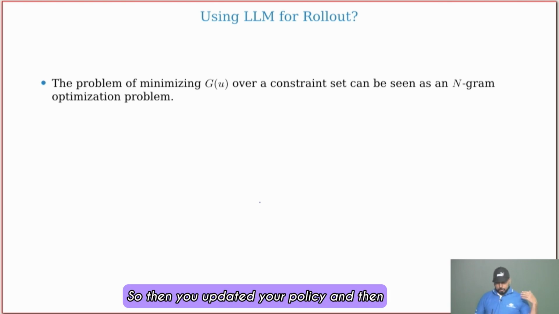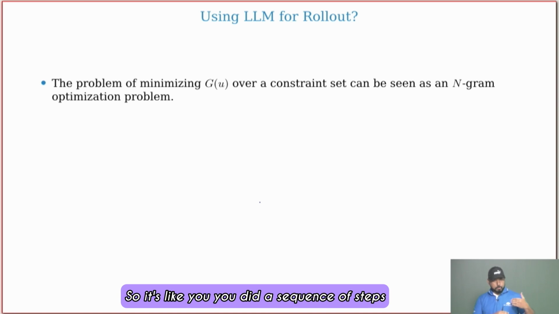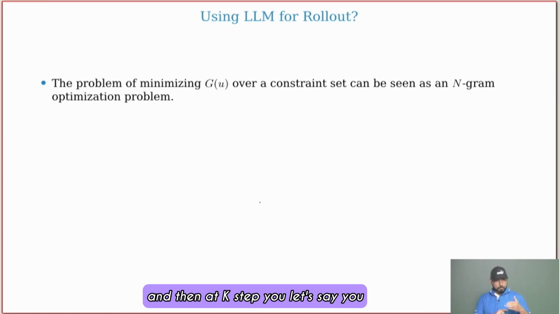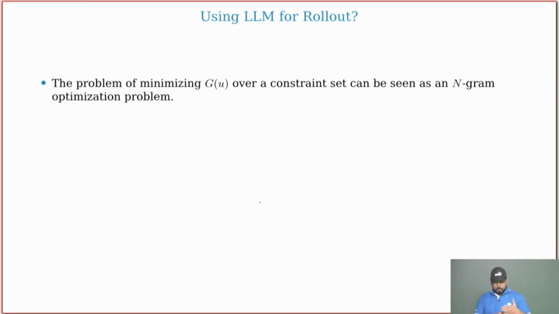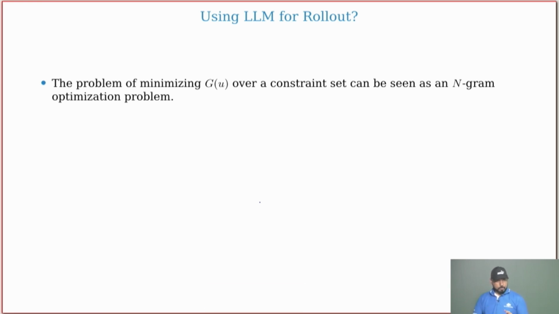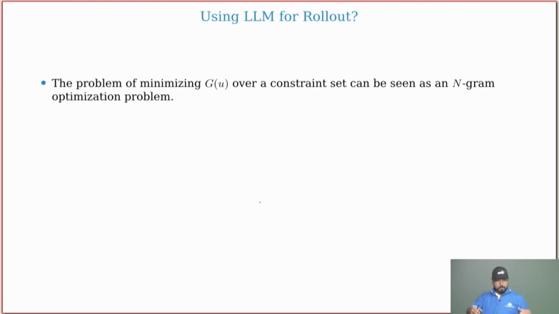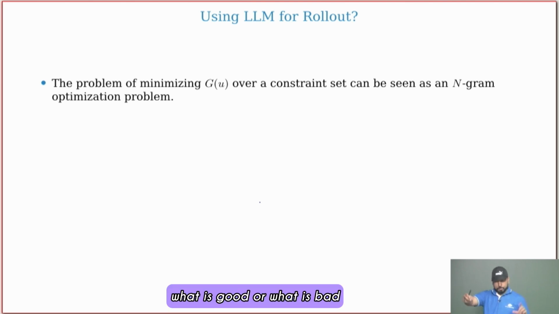So then you updated your policy, and you did a sequence of steps. At the K step, let's say you ran to the corner, and then you saw that you got caught, basically got a very bad outcome. Then you can tell the LLM that at the K step I did this. Then the LLM can say, no, what about that? So the LLM might say that this was your bad thing, or let us say the LLM only tells you what is good or what is bad.